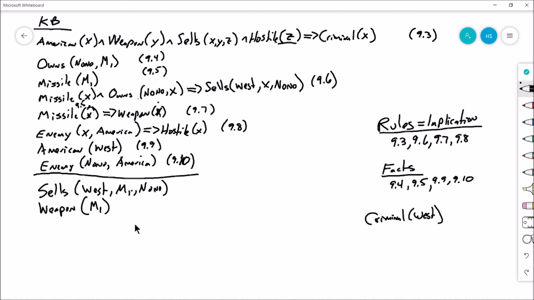Now we have to try to satisfy the premise for rule 9.8. How can we do that? Is there an established fact that we can substitute for this premise? Well, we've got 9.10. 9.10 would satisfy that, because Enemy(Nono, America). So Nono would take the place of X, and since the premise is satisfied, we can add the conclusion Hostile(X), where we replace X with Nono. So we can say Hostile(Nono).